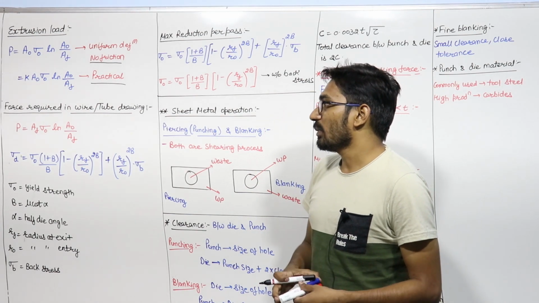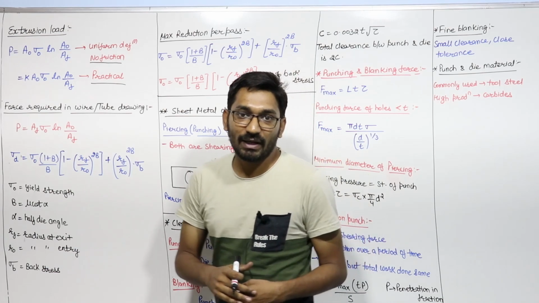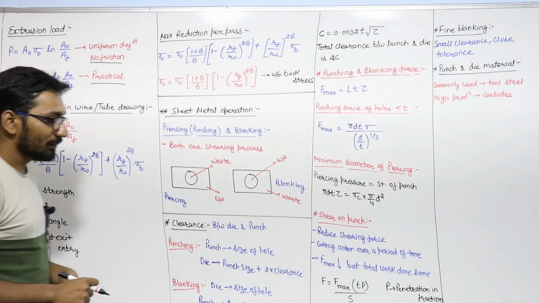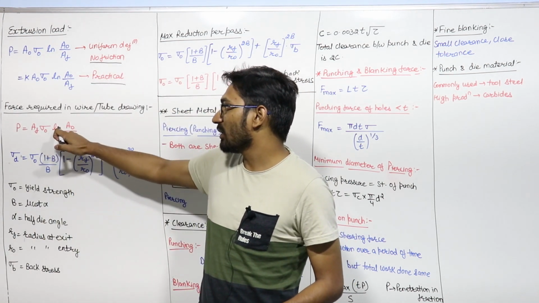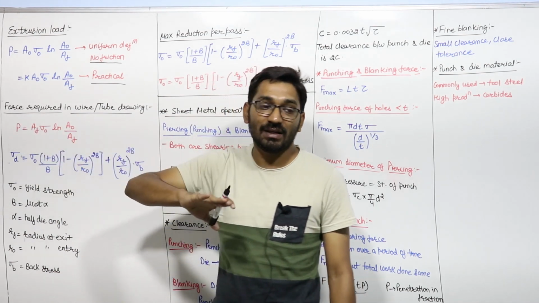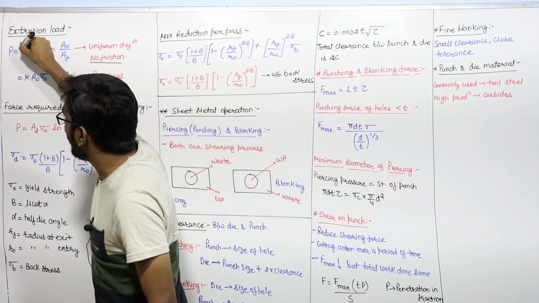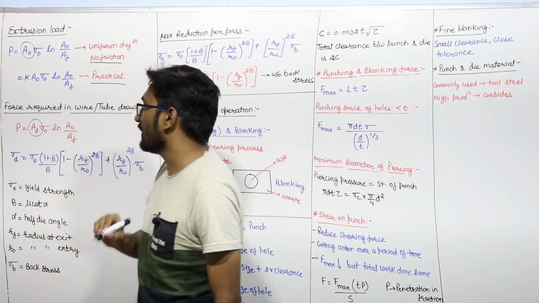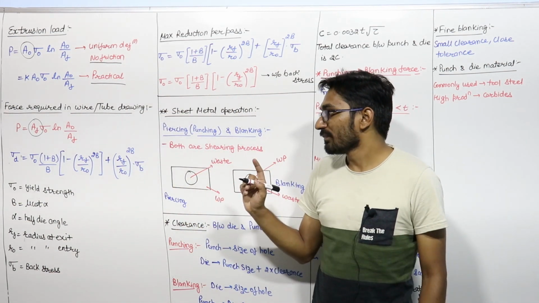Now if we ask what is the force required in wire or tube drawing, when you are drawing a wire, then the load will be AF into sigma naught ln A naught upon AF, where AF is the final area. Just remember one thing, in the extrusion formula we have A naught, but in the wire drawing formula we have AF, that is the final area after the drawing.